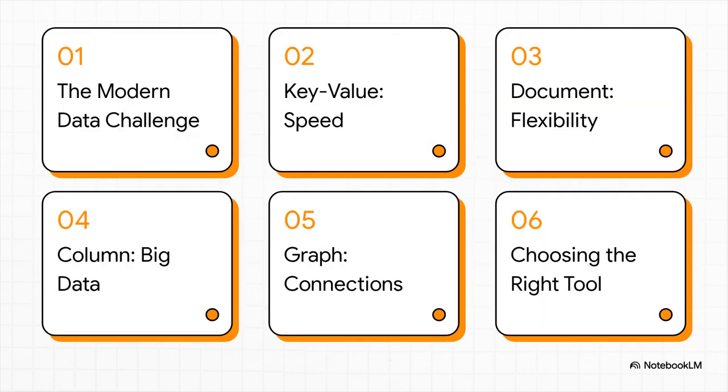All right, so here's the plan for this explainer. We'll kick things off by understanding the modern data challenge that made this whole toolkit necessary in the first place. Then, we're going to unpack 4 of these essential tools: key value for pure speed, document databases for flexibility, column stores for big data, and graph databases for understanding connections. And then we'll wrap it all up by looking at how you actually choose the right one for any task.